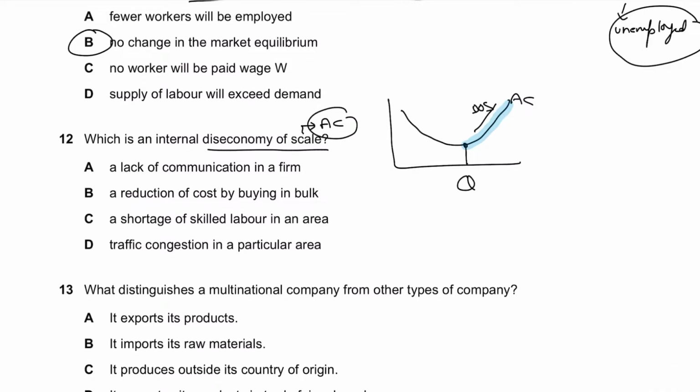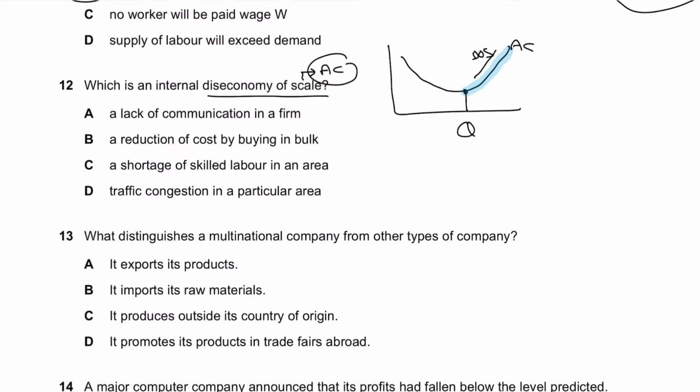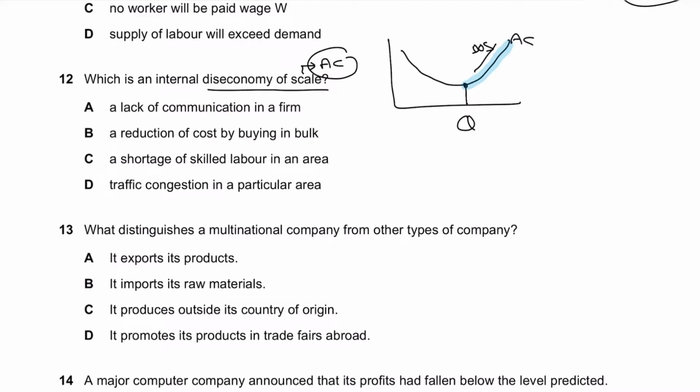diseconomies, and diseconomies manifest themselves in terms of management barriers, communication barriers, falling productivity of workers, reducing efficiency of workers, and that results in a rise in cost per unit of goods produced, resulting in a disaster for firms. So question number 12, the answer would be A, that is a lack of communication in a firm.